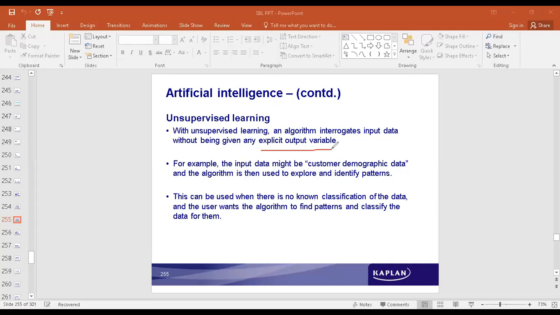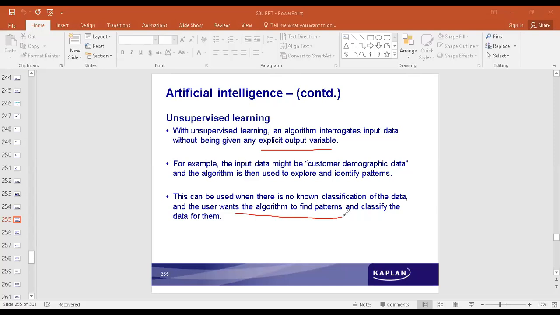This can be used when there is no known classification of data and the user wants the algorithm to find patterns. So the output is not there. The combination of inputs versus output is not there, but it is an effort to identify what would be the output because of a set of inputs. So the algorithm is constructed in such a way that the AI itself will interrogate the input variables and then come out with the output.